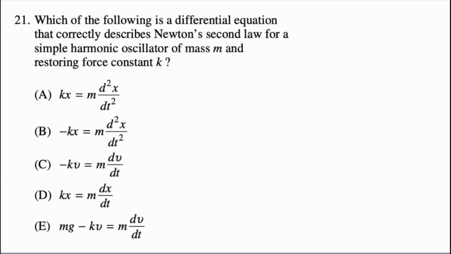Now 21. Which of the following is a differential equation that correctly describes Newton's second law for a simple harmonic oscillator of mass m and restoring force constant k? I want to focus on the Newton's second law part first. You know that F net is equal to ma, that's Newton's second law. And when dealing with simple harmonic motion, we're really dealing with springs. And we know that the spring force is equal to negative kx for an ideal spring. And because we're asked to relate the two, we can say that this force, the spring force, is equal to the net force. So we can equate the two values.